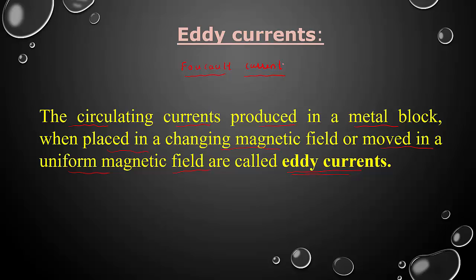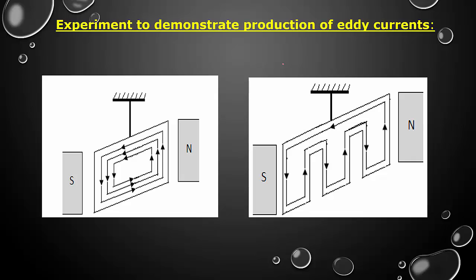The circulating currents produced in a metal block when placed in a changing magnetic field, or when it is moving in a uniform magnetic field, are called eddy currents. Eddy currents are also called Foucault currents because they were discovered by the scientist Foucault. Right? Now, an experiment to demonstrate the production of eddy current.